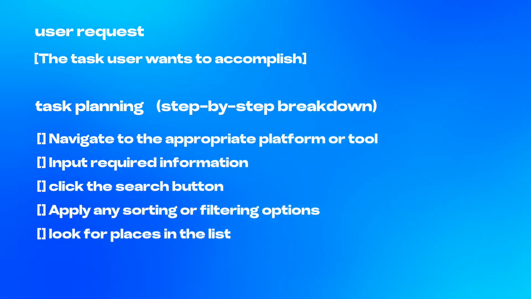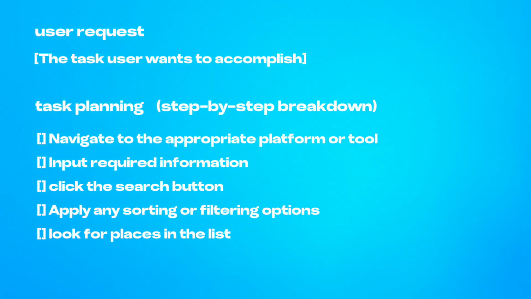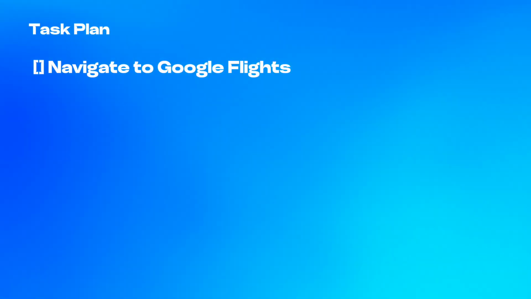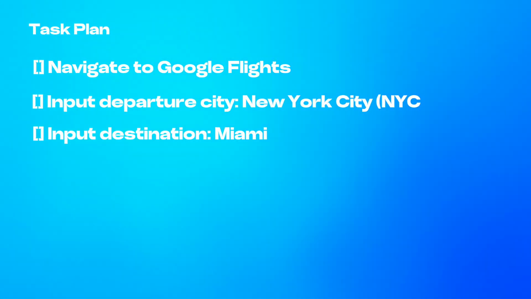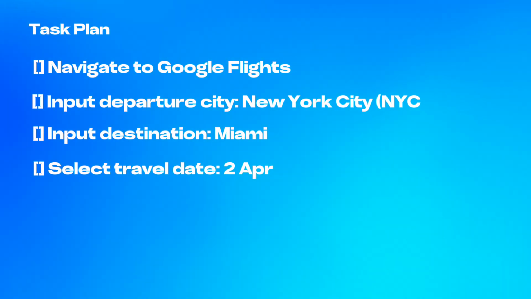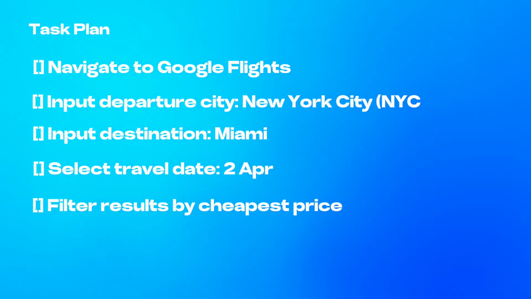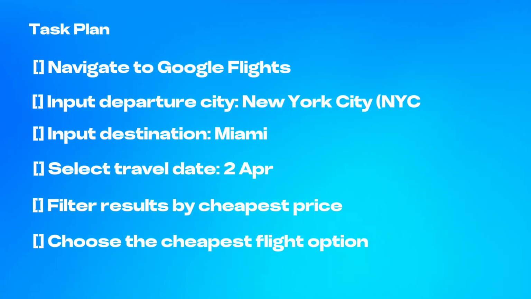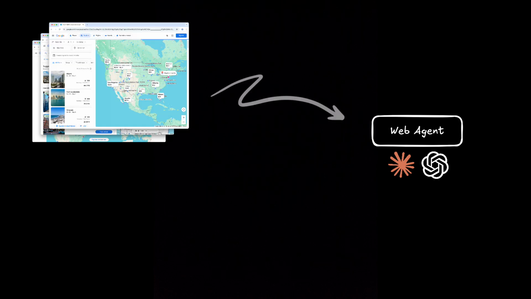First, the user request is broken down into structured tasks. For instance, if someone says, book the cheapest flight from New York to Miami on April 2, a typical task plan might look like this. Navigate to Google Flights, input the departure city, input the destination, select the travel date, filter the results, choose the cheapest flight option. These agents primarily rely on screenshots captured directly from the browsers as their main input source.